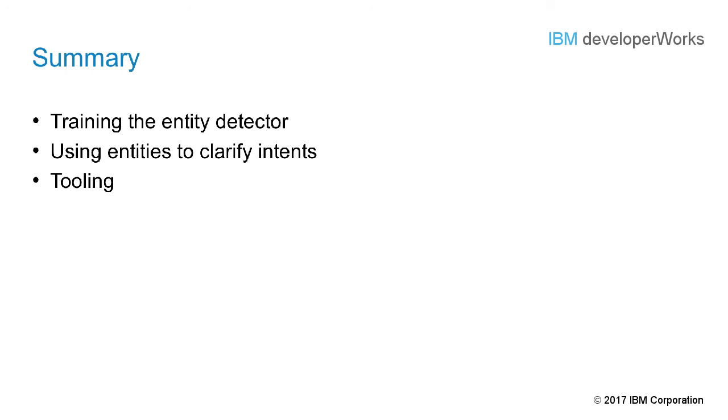In this section, we learned how to train the entity detector by importing our own custom entities. We learned that entities can be used to clarify intents, and that the Watson Conversation Service provides a set of out-of-the-box system entities. And finally, we caught a glimpse of the tooling for both entities and system entities.